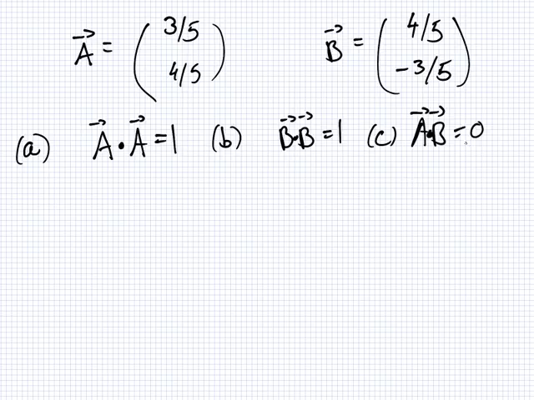Zero, okay. So we love vectors like this. True. If A dot A is 1 and B dot B is 1 and A dot B is 0, these are really convenient vectors. So I'll continue the question to show you why it's convenient.